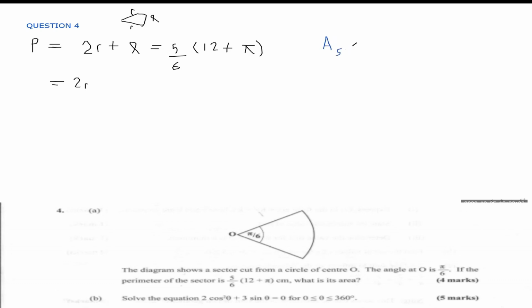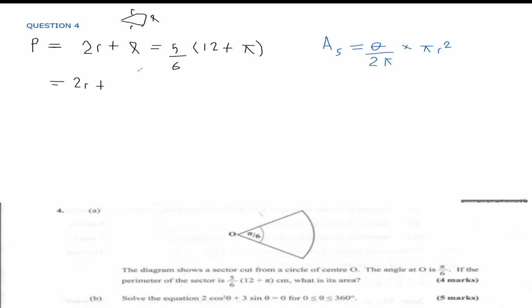Area of the sector is equal to, as we learned from CSEC mathematics, theta over 360. You can write it as theta over 2 pi times pi r squared. This is the area of a sector, theta over 360 times pi r squared. So all we need to do is find out what r is.